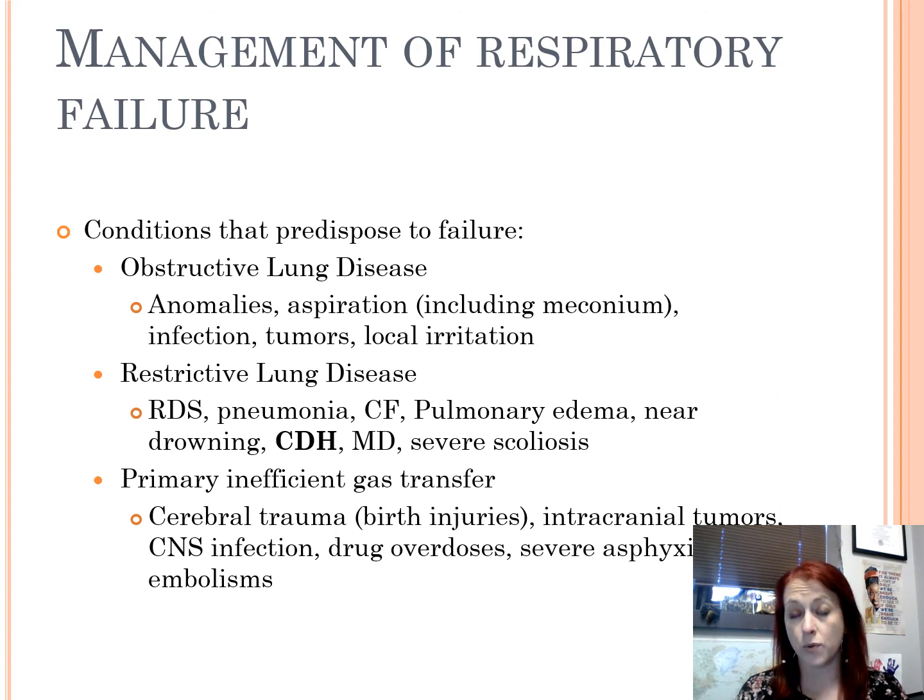So if our patient goes into respiratory failure, we need to address it. And there are lots of things that cause respiratory failure in kids. It could be obstructive lung disorders. I've got here things like an aspiration, like meconium that's just thick and blocks those airways, or a tumor potentially. Restrictive lung diseases like cystic fibrosis, or a near drowning where there's just fluid building up in there. ARDS, right, would kind of fall into that category.